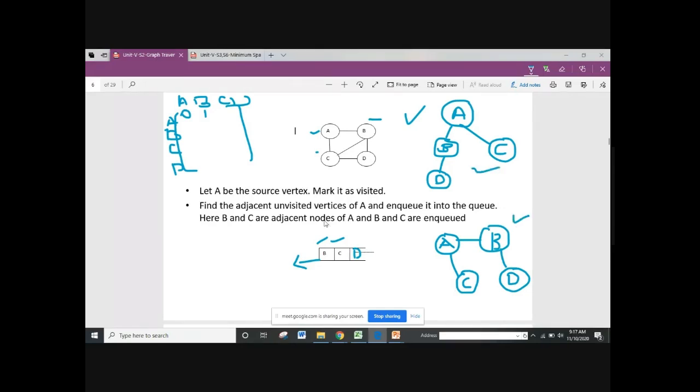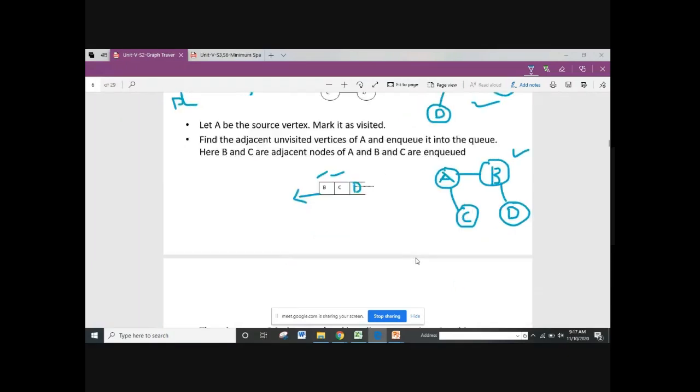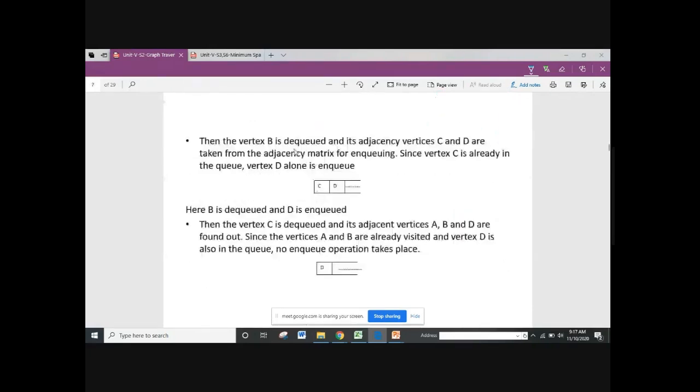Now when I draw it as a queue diagram, first I will take B out. Then you see here in the next diagram, when B is dequeued, its adjacent vertices C and D are pushed in. Since C is already there in the queue, these are explanations you should make when you write it as a problem. So since C is already in the queue, vertex D alone will be enqueued.